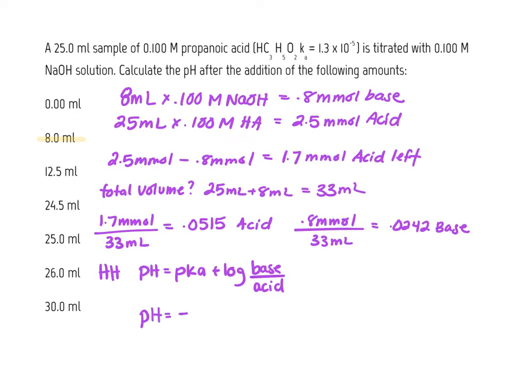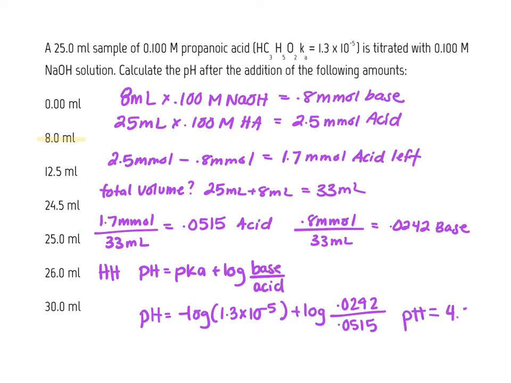To calculate that, we're going to take the negative log of the Ka, which they gave us at the beginning of the problem, 1.3 times 10 to the minus 5, plus the log of the base concentration that we just calculated, 0.0242, over our acid concentration, 0.0515. We're going to plug that all in, and then we're going to get our pH value, which is equal to 4.56. So our pH has gone up a little bit because we have now added sodium hydroxide to that initial 25 milliliters of the propanoic acid.